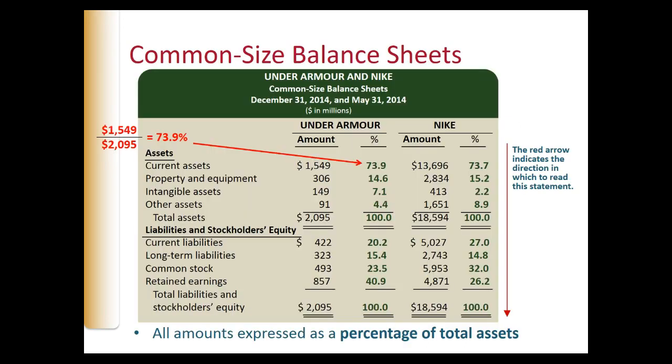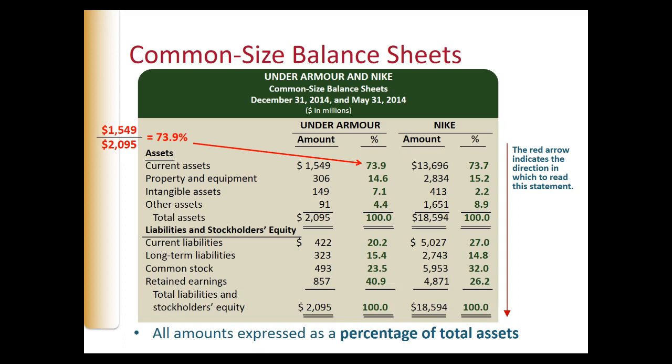If we look at liabilities and stockholders' equity, we see that Nike has a slightly higher portion of current liabilities. Nike's higher current liabilities will result in a less favorable current ratio and acid test ratio. Both companies maintain similar proportions of long-term liabilities of 15.4% and 14.8%, as you see there, and are financed to a much greater extent by equity than by debt.